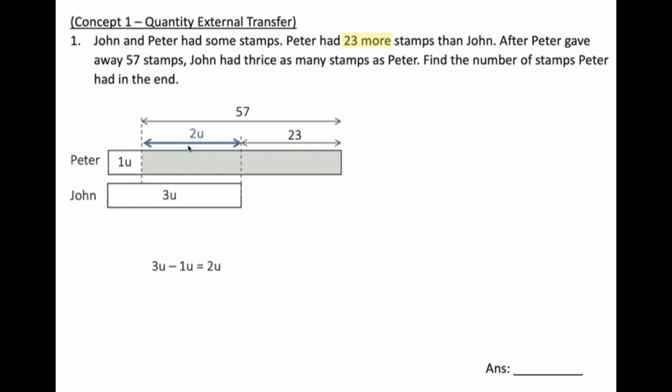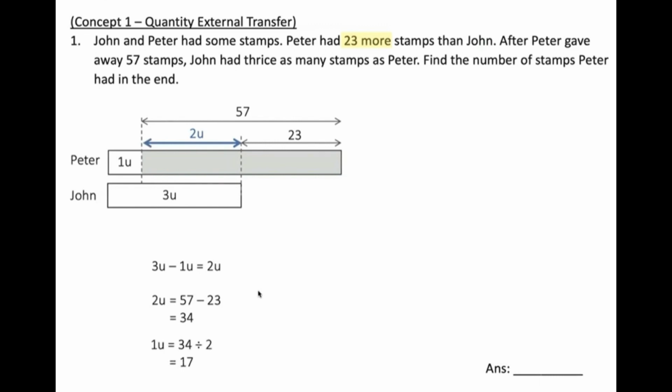Now, the next step is to ask yourself, what's the value of the 2 units? The thought process is like this: you compare the units, then you identify the difference of the units, then ask yourself what's the value that is represented by the 2 units. So from here you can see 57 minus 23, which is also this 2 units. Therefore 2 units is 57 minus 23, and that is equal to 34. Then find 1 unit.